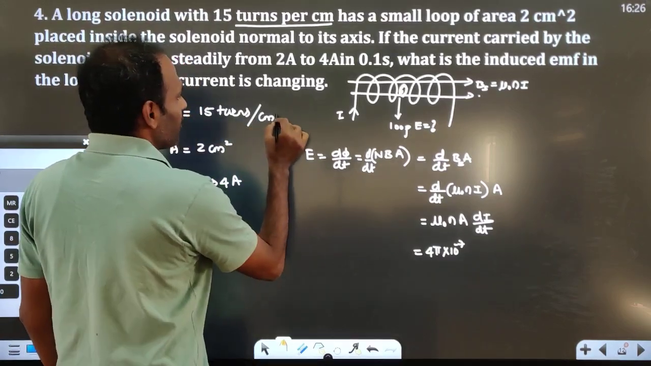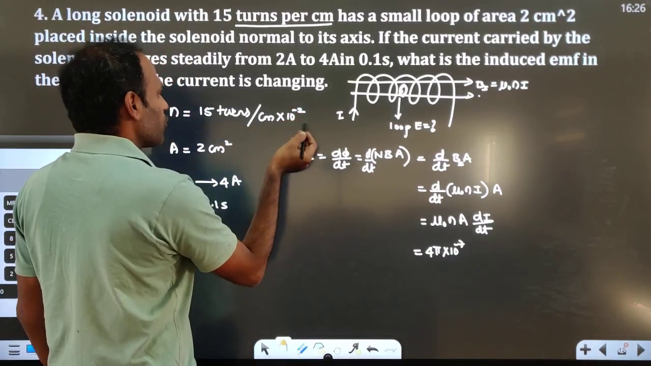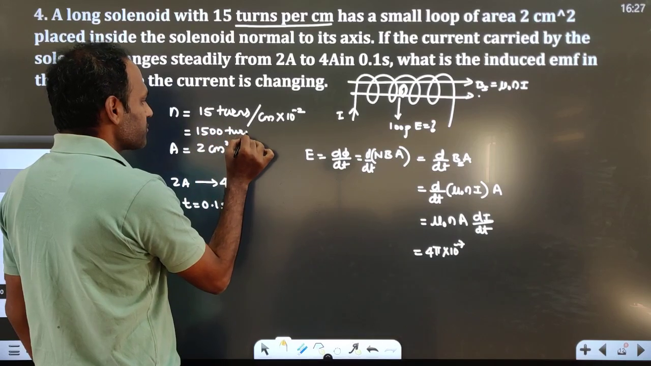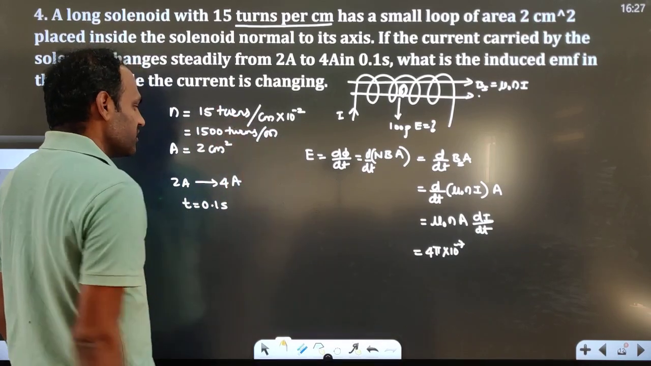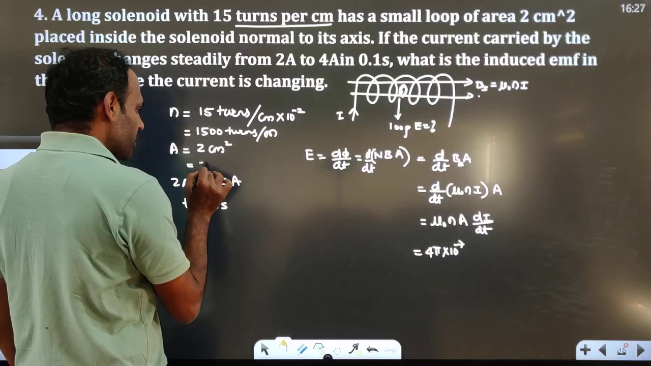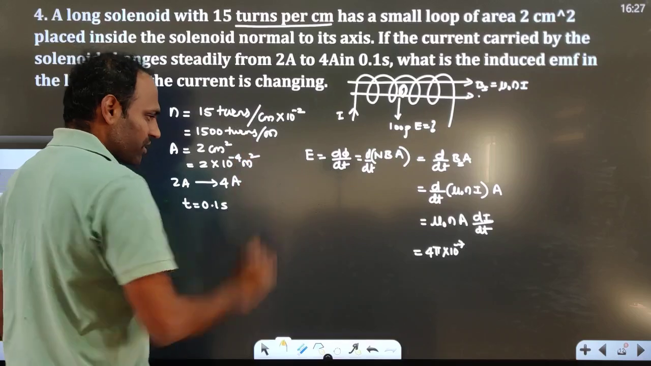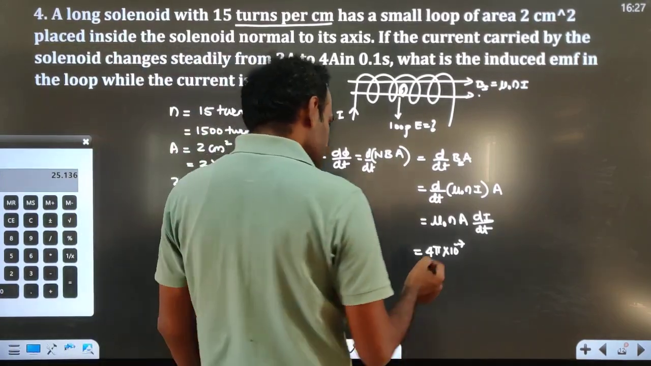To convert centimeter to meter you have to take 10 to the power minus 2, so it will be 1500 turns per meter. The area is in centimeter square, and to take it in meter square it is 2 into 10 to the power minus 4 meter square. Correct? Now substitute those things here.